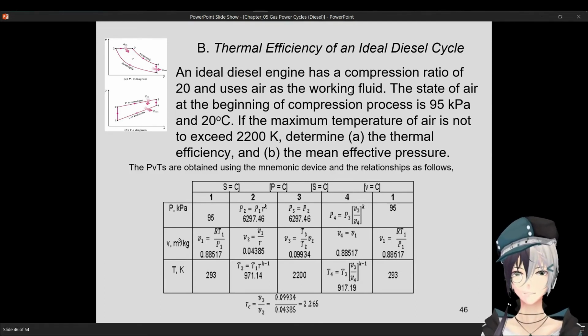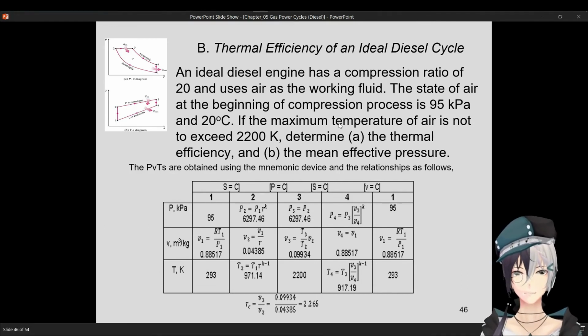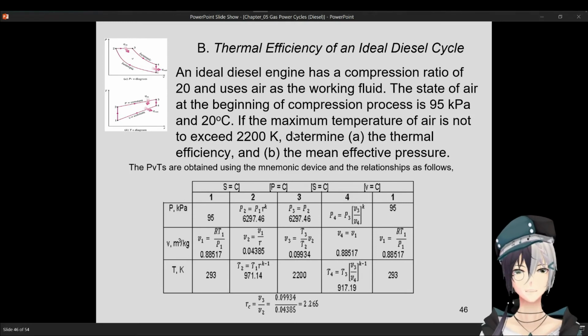And then uses air as your working fluid. So state of air at the beginning of compression. So this will be your pressure 1 and then temperature 1. If the maximum temperature of air is not to exceed 2200 Kelvin. So maximum temperature, where does it occur? At state 3. Okay, so at state 3. So we are to determine the thermal efficiency and then the mean effective pressure.